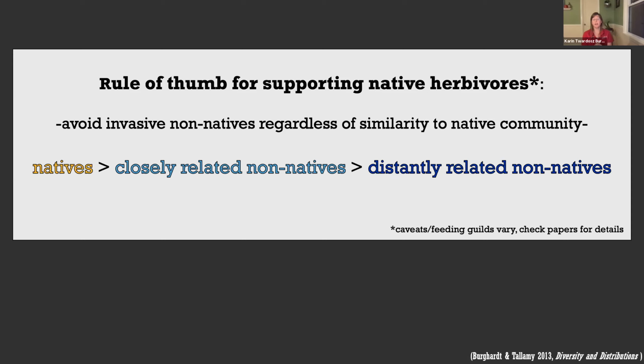And I will say that there are differences among the guilds, the feeding guilds here, how the insects interact with the plants. Things like miners and gallers and chewers are much more sensitive to nativity. So if you want more details on that, check the papers and feel free to ask questions. We can also discuss distinctions within natives, like nativars versus local ecotypes later as well.